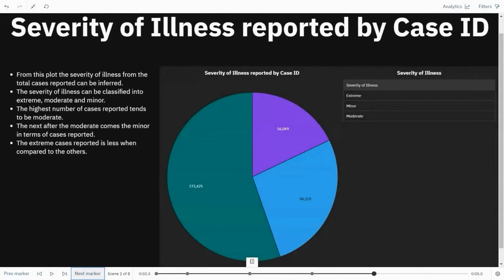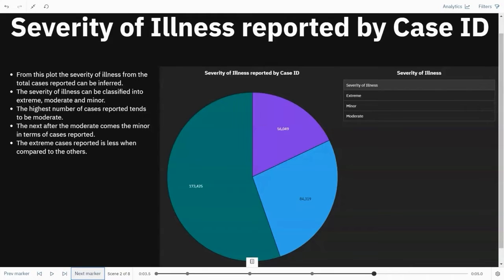Analytic story. Moving to the first visualization in the analytic story. The first visualization is about the severity of illness reported by case ID. Severity of illness is nothing but the severity recorded at the time of admission. Case ID is nothing but the ID given to the patient at the time of admission. From this plot, the severity of illness from the total cases can be inferred. The severity of illness can be classified into extreme, moderate, and minor.